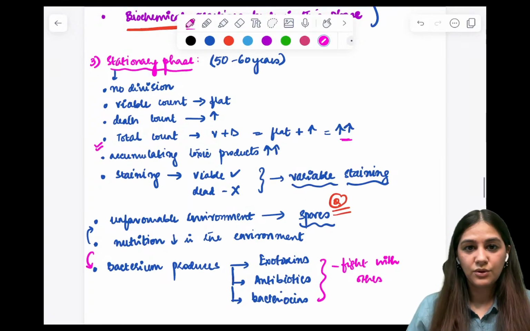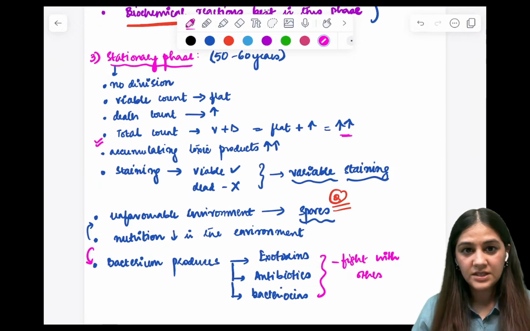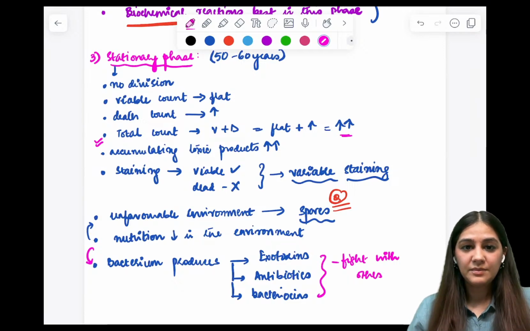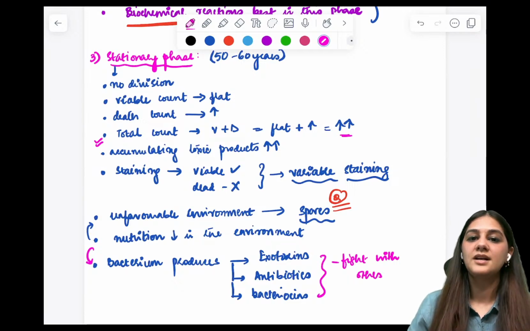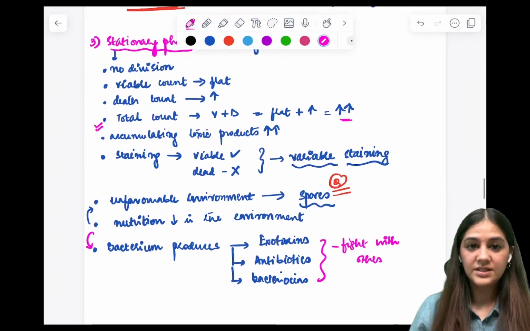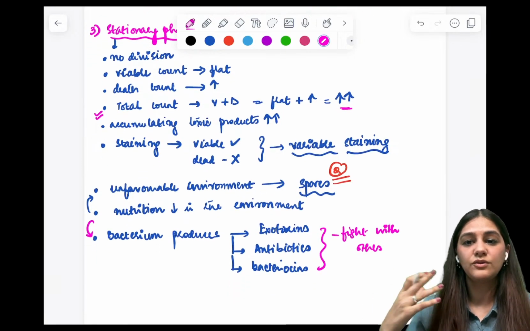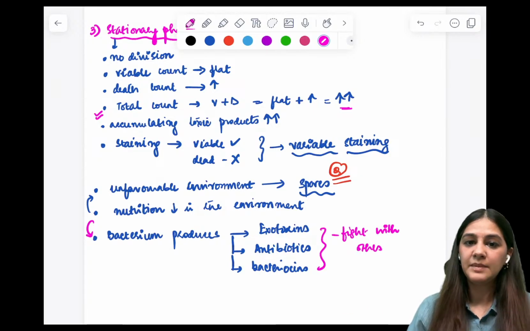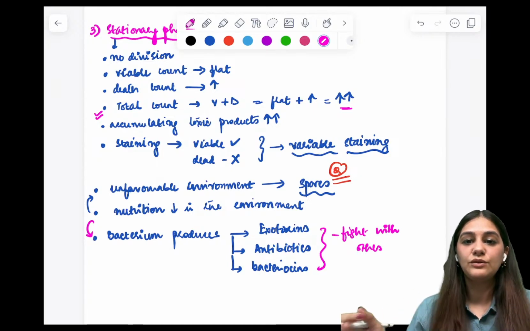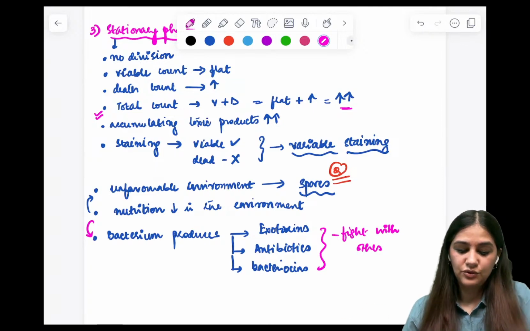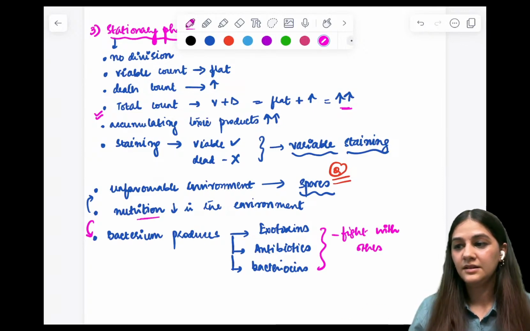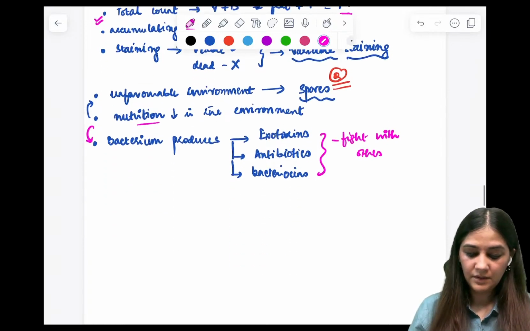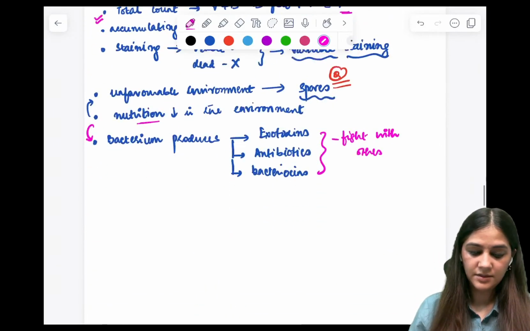As we are growing older, we are accumulating a lot of toxic products, and because of that, it is an unfavorable environment for the bacteria, so it starts producing spores. And what is going to happen to the nutrition? Because there are now so many people in this age group, the nutrition in the environment is decreased, and because of that, the bacteria now want to protect themselves. So it starts producing a lot of exotoxins, antibiotics, and even bacteriocins because it's trying to fight with others for nutrition, which has become deficient. Understood up till now? So these are the stationary phases.